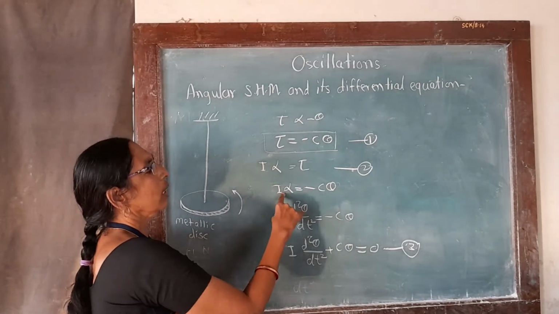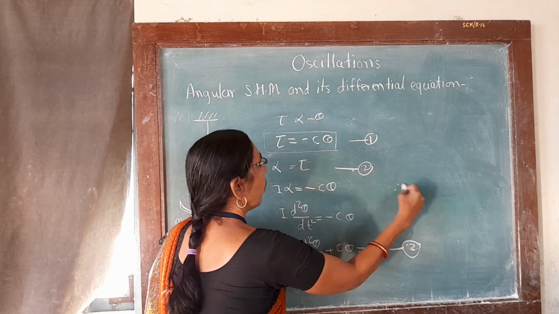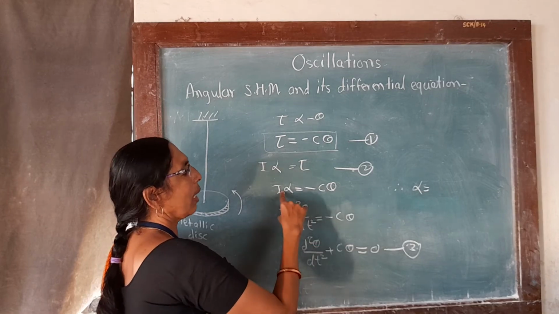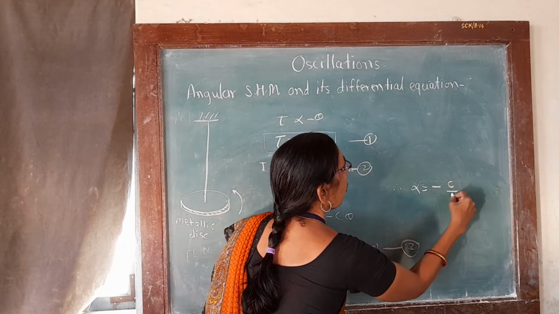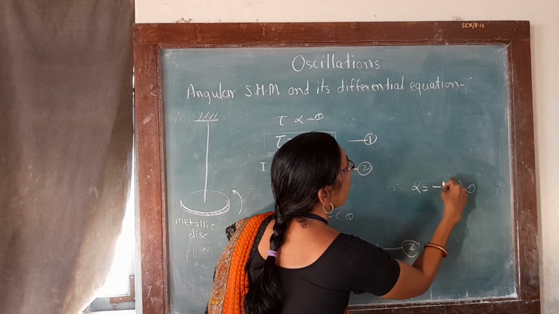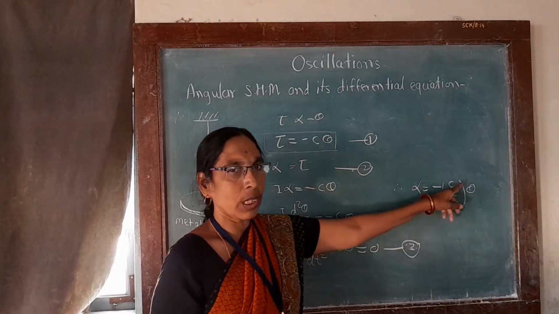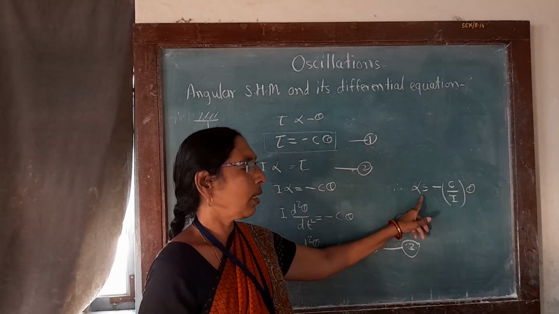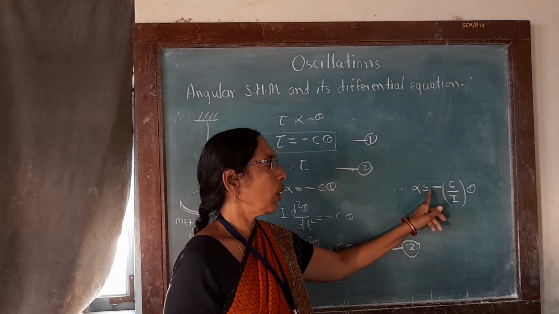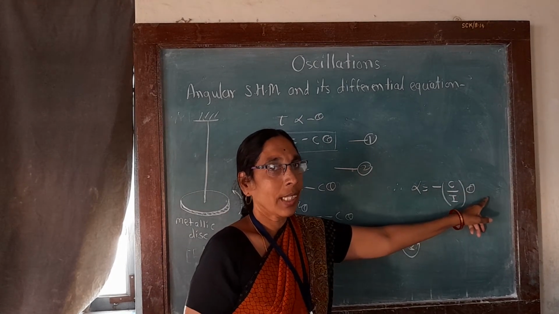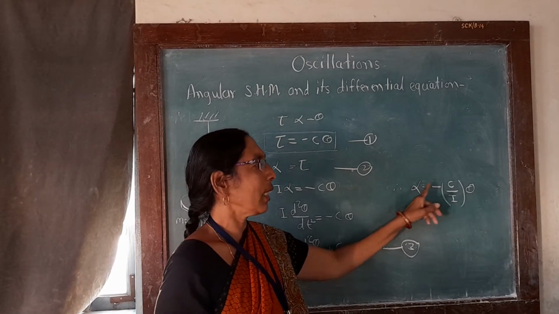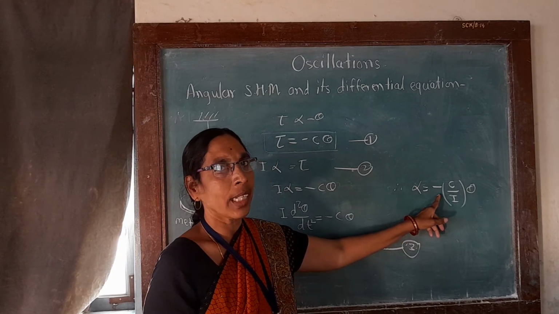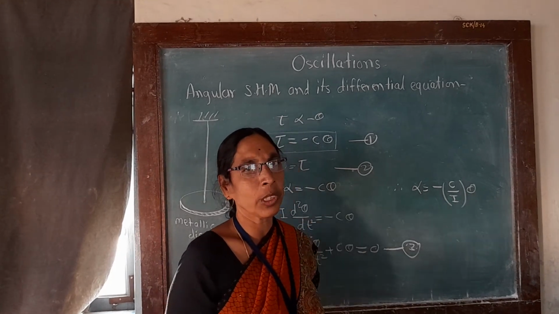But from this equation we can also write I alpha is equal to minus c theta, that is alpha is equal to minus c upon I into theta, and in this equation c is constant, I is moment of inertia is also constant. That means angular acceleration is equal to minus constant into theta. What does this mean? Angular acceleration is directly proportional to angular displacement theta, and the negative sign indicates that this alpha and theta are oppositely directed.